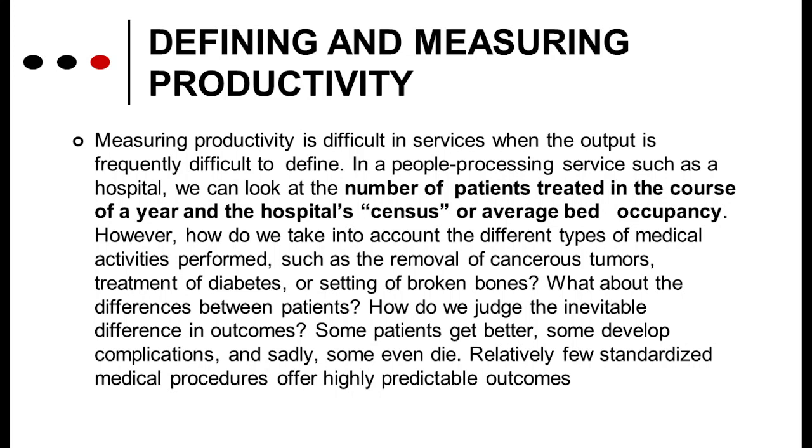In a people processing service such as hospitals, let's say we look at productivity as the number of patients treated in the course of one year and the hospital census or average bed occupancy. This can be one measure of productivity. But how do we account for the different types of medical activities performed? Maybe tumors are removed, diabetes is treated, broken bones are treated. What about the differences between patients? Not every patient is going to react the same way. Output is not going to be the same. How do we judge the difference in outcomes? Some patients get better, some develop complications, and some may even die.